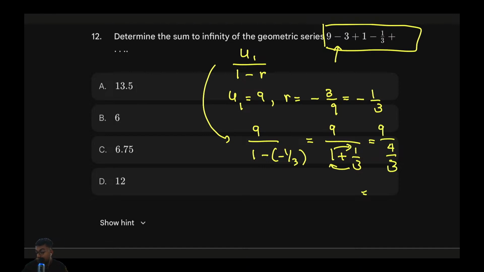And then we flip the 3 up. So it's going to be 27 over 4. If you divide 27 by 4, it's going to be 6.75. So the answer is C. Okay.